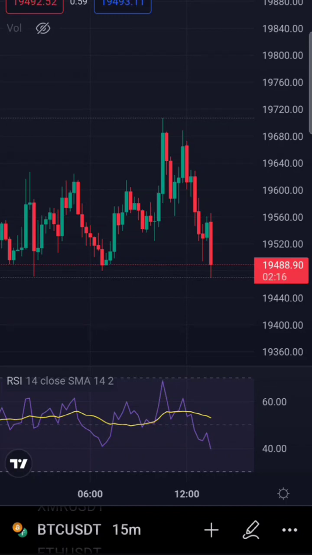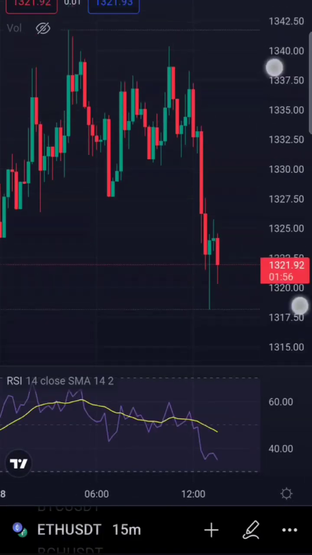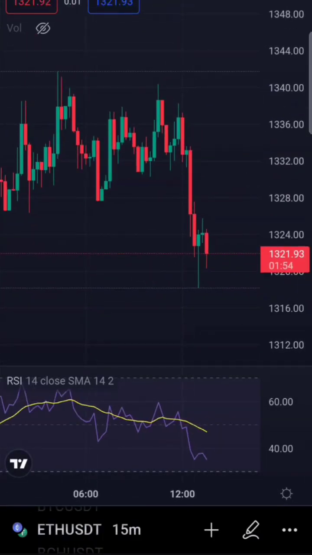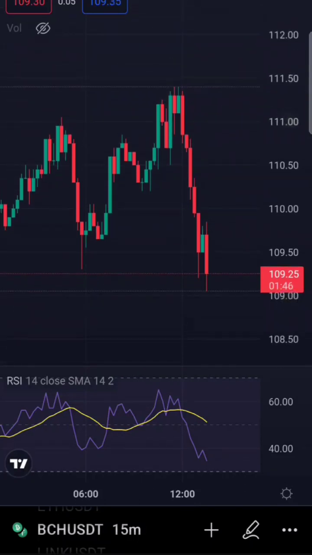And what did I tell you guys? I told you that whenever you see the RSI at the upper band of this triangular box, it is time for you to short the market, and whenever you see it at the lower band, it is time for you to long the market. So as we forge ahead, the Bitcoin price is trading at this. Ethereum as well is trading at 1321, and BCH, one of my favorite coins as well, is trading at 109.25.